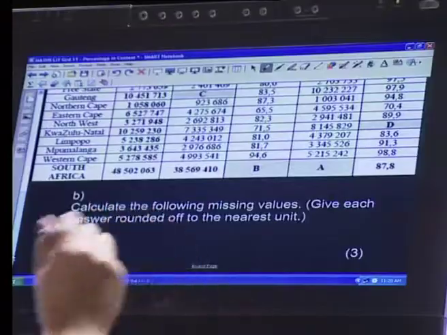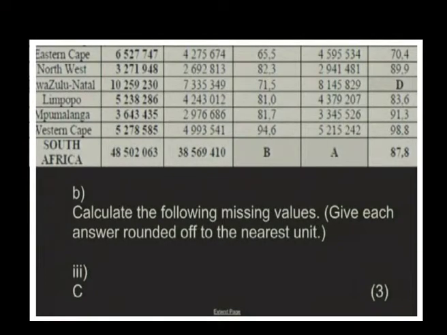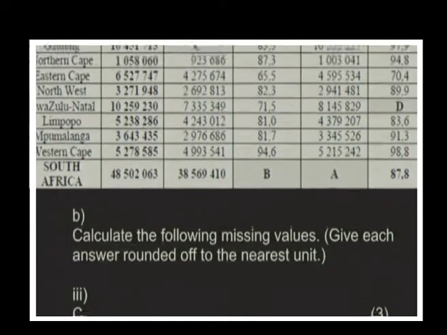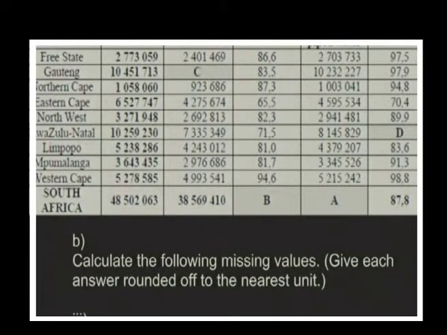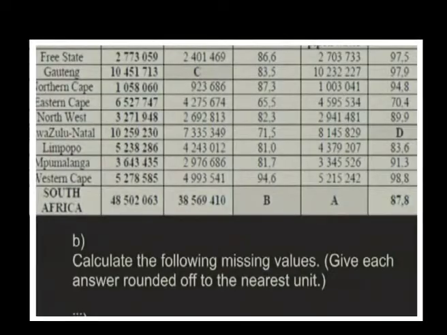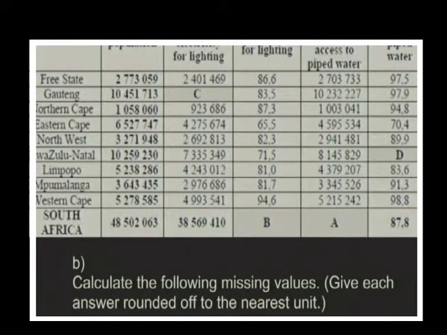Right, it now wants us to calculate C. So we kind of had a feeling we would need to calculate C, and you might have done it already if you had not read the question correctly. So now they want to know C. C, again, a little bit of a more complicated question. We want to know the number of people. In Gauteng, I've got 10 million odd people, and 83.5% of them are using electricity.